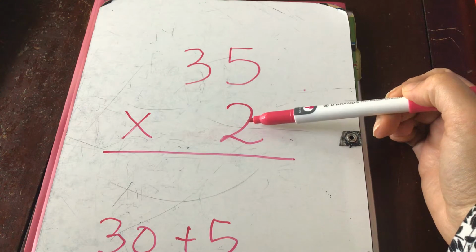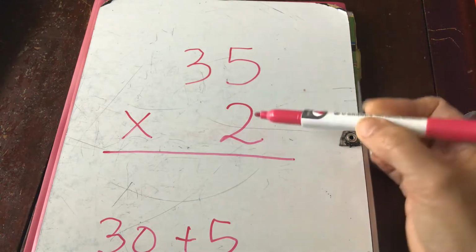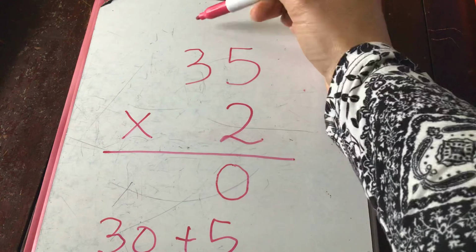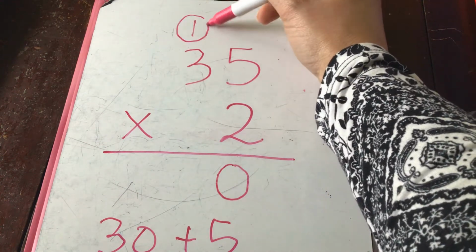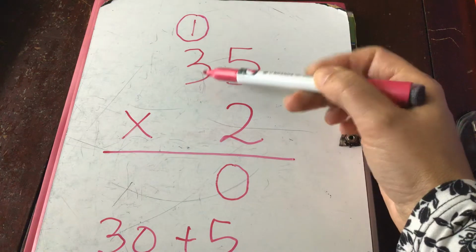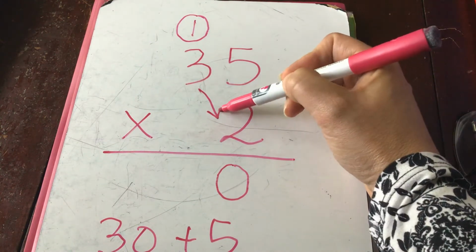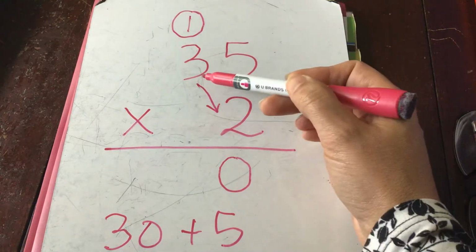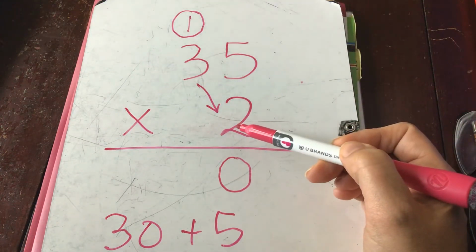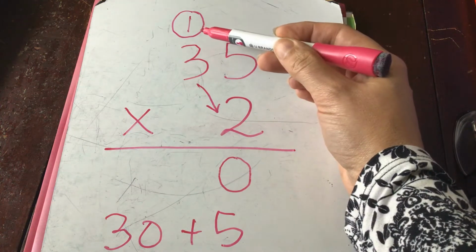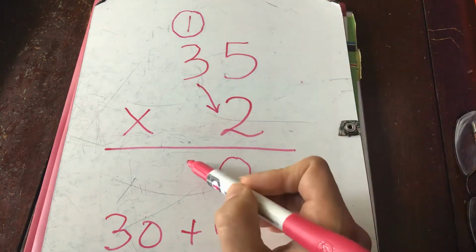All right, so 5 times 2 is 10. So we put our 0 here, and we carry our 1. Now I'm going to multiply the 3 times the 2, and then I'll add that 1. So 3 times 2 is 6, and then I add 1 more to it. So 6 plus 1 is 7.